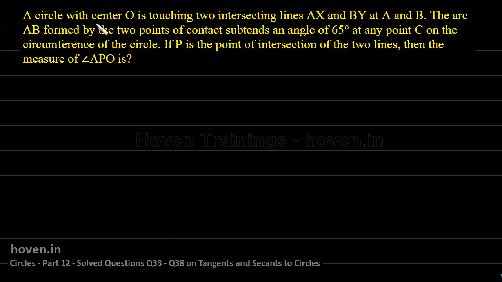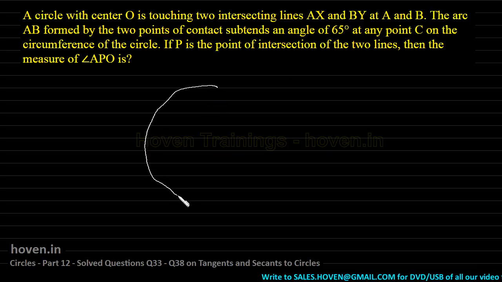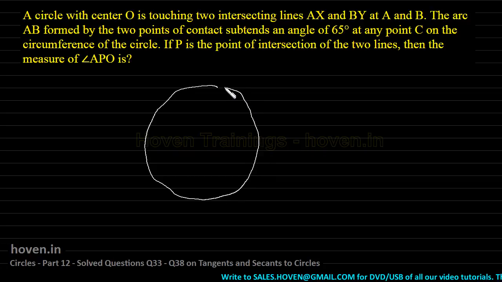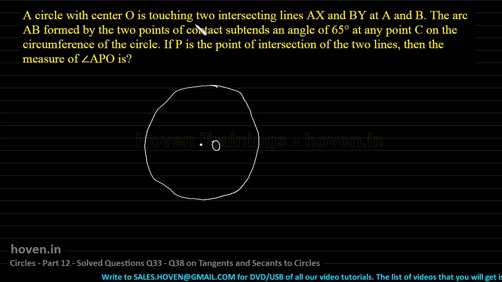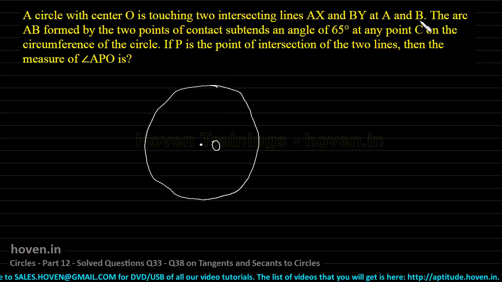A circle with center O is touching two intersecting lines AX and BY at A and B. Let us first of all draw a circle. This is our circle and its center is O. It is touching two intersecting lines AX and BY at A and B.